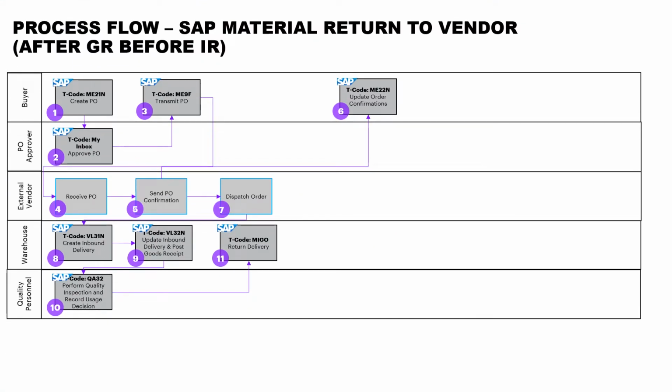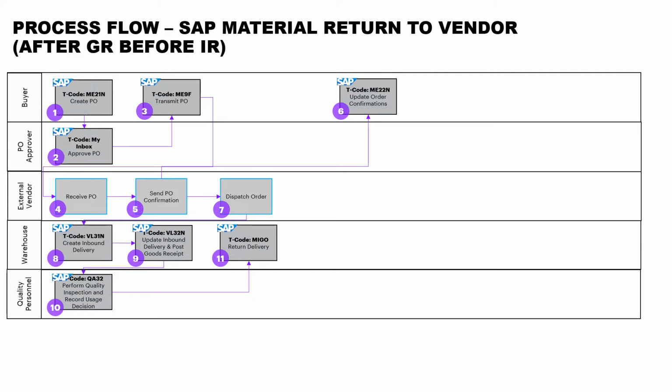Now as shown in this streamline diagram, this process involves 5 different parties. There are 4 internal roles and 1 external role. We have the buyer, purchase order approver, the external vendor, the warehouse personnel, and quality personnel who will be involved in this end-to-end process. This swim lane is intended to show you an overview on how all these steps connect to each other to help you with a better understanding before we start with the detail screen.